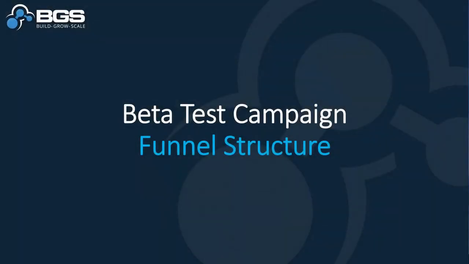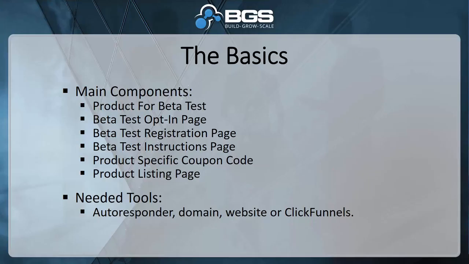Okay, so let's dive into the next step, beta test campaign funnel structure. This is where we're going to break down each of the individual pieces that compose the beta test and also explain how to do them. So the basics. The main components of a beta test funnel are, number one, the product for the beta test, the product that you are going to give a huge discount on in exchange for them participating in the beta test and then purchasing the product, right? So you got to have that product.